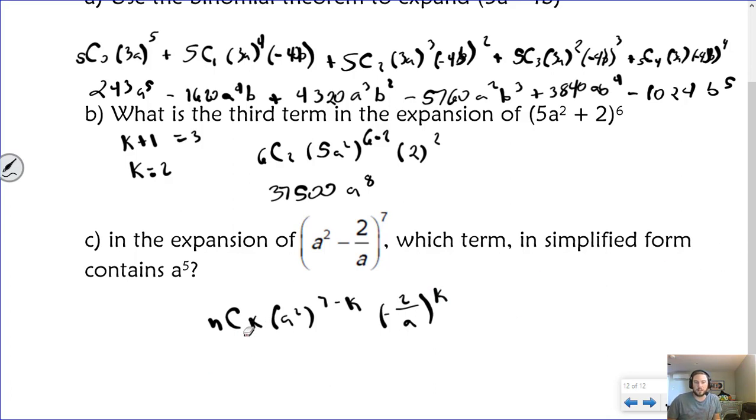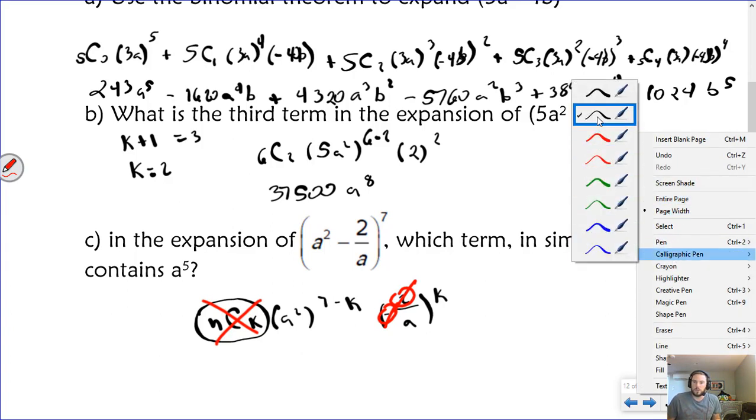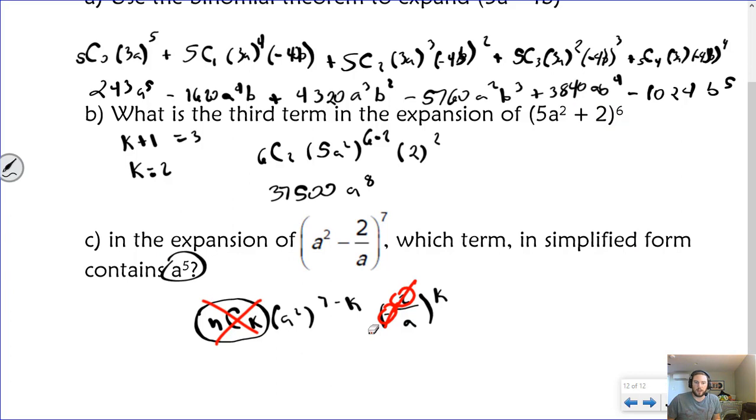So what we can do now is say, okay, well, when will this thing have a variable that is a to the 5? And there's a couple of things that we can leave out here. Because we are just looking for the variable, we really don't care about the nCk, right? It's not going to tell us anything about the variable. It's going to tell us something about the coefficient. So we don't really need to concern ourselves with that right now. We also don't really need to concern ourselves with the 2, and we also don't really need to concern ourselves with the negative, because all we will need to find for this question is when will we have a simplified variable of a to the 5, right?